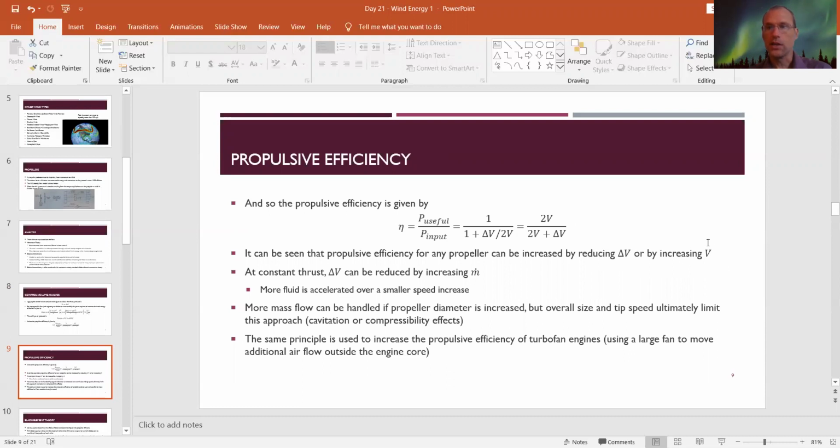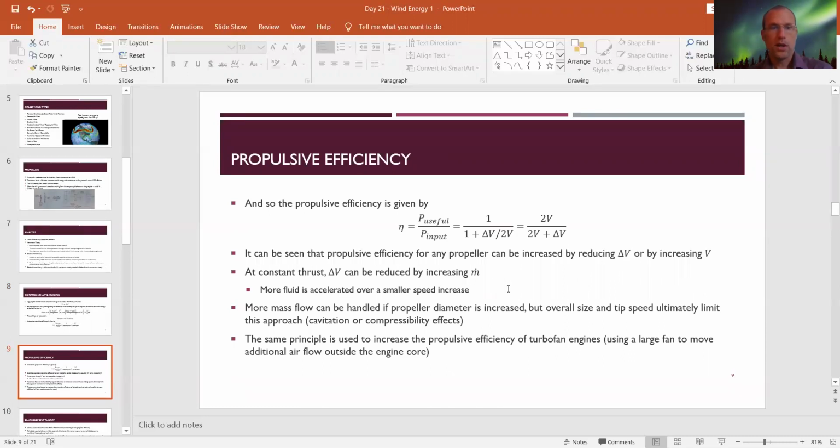The other way I can do it is by increasing the velocity. This velocity v is whatever speed the plane is flying, if you're in a plane, or the incoming velocity of air for the wind turbine. So if that gets faster, you're going to get a better propulsive efficiency out of it.